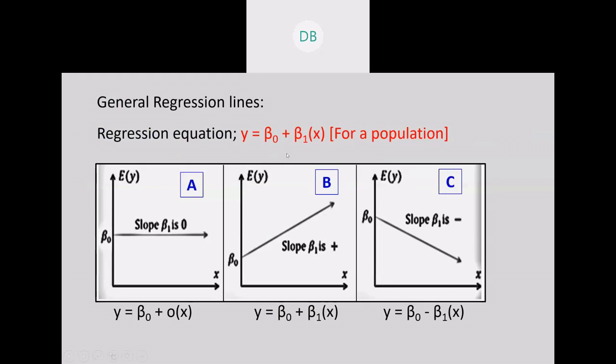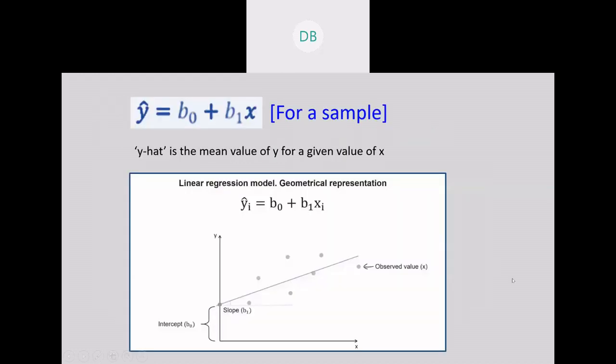For a population, the regression equation can be given as y is equal to beta 0 plus beta 1 x. In graph A, it indicates that the slope is 0. Graph B indicates that the slope is a positive value, and graph C indicates that the slope of the line is a negative value. But usually, we do not conduct experiments on a population. We conduct the experiment on a sample, which is extrapolated to the population. In the case of a sample, the regression equation can be given as y hat equals b0 plus b1x, where b0 is the y-intercept and b1 is the slope of the regression line.